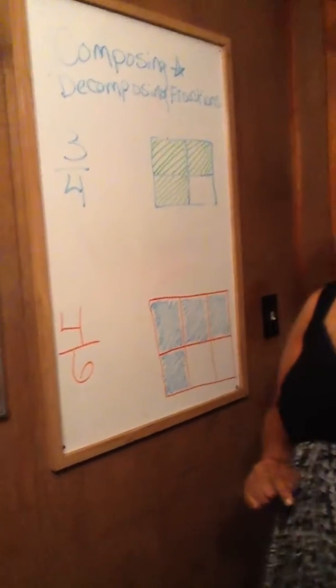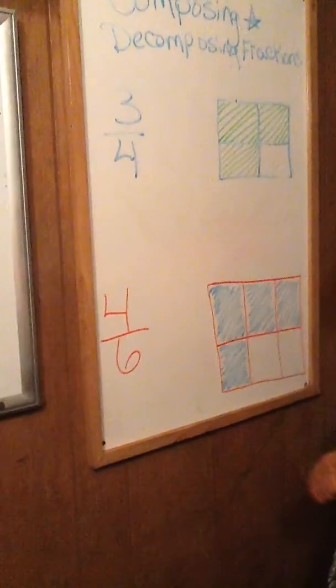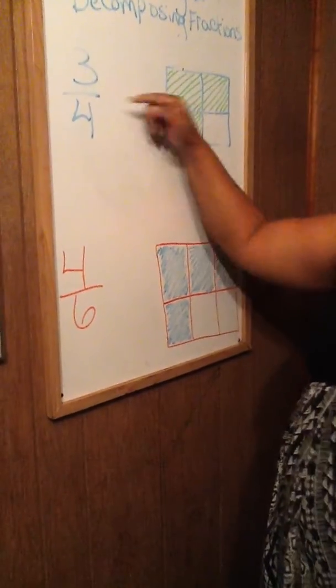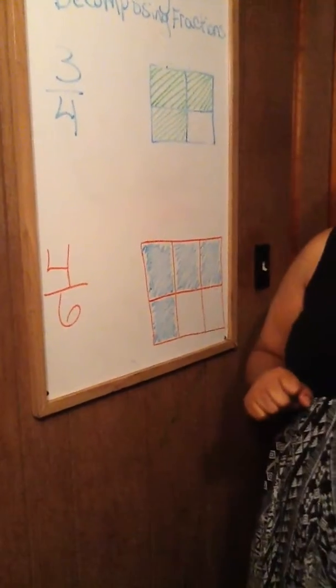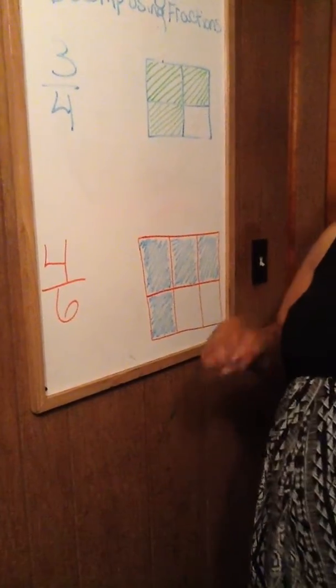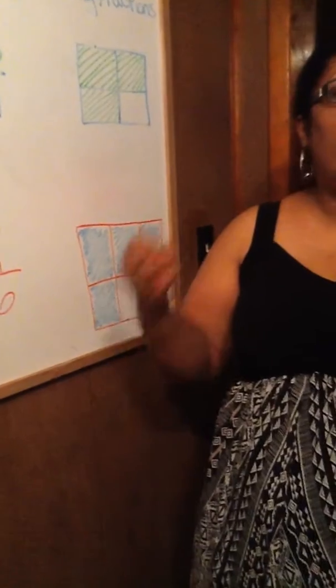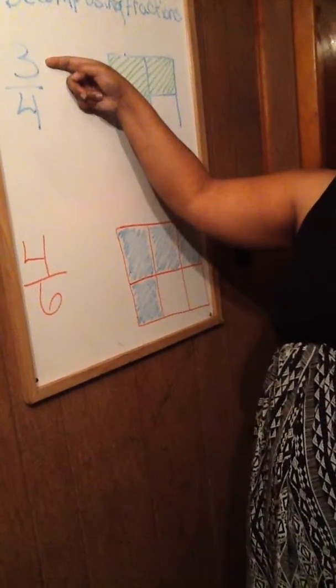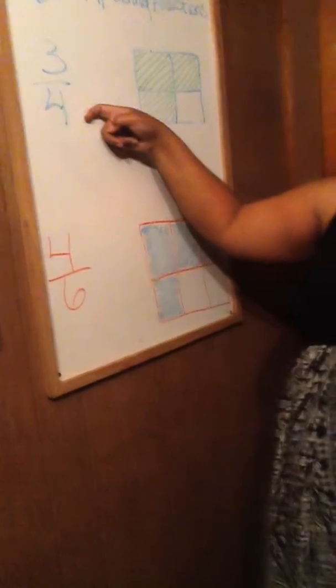Let's take a look at this fraction, 3/4. Again, 3 is our numerator, 4 is our denominator, and our line here represents our fraction bar. We know that in a fraction we have a part to whole. So our numerator represents the part, and our denominator represents the whole.